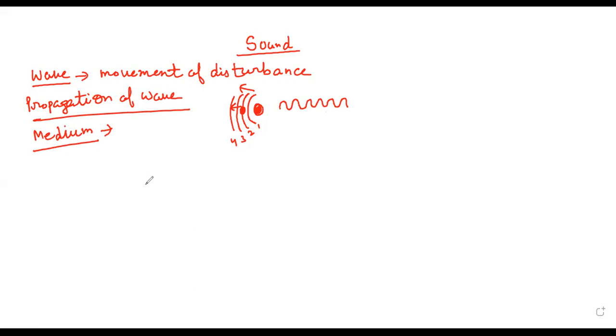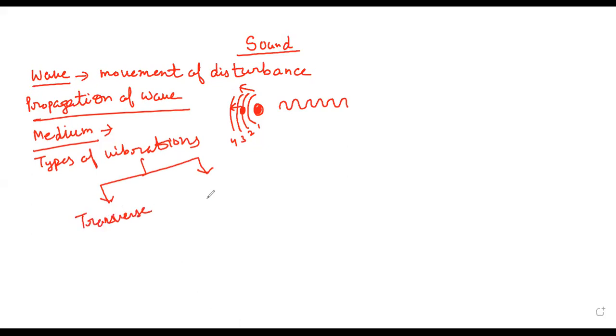Now, on the basis of types of vibration, कि किस तरह की vibrations होंगी उसमें, waves में, on the basis of this, we can classify the waves into two types. One is transverse and another is longitudinal. In this chapter, we are going to do these two waves only, transverse and longitudinal wave. Now the question arises: what is a transverse wave, what is a longitudinal wave? So now we are going to discuss one by one.